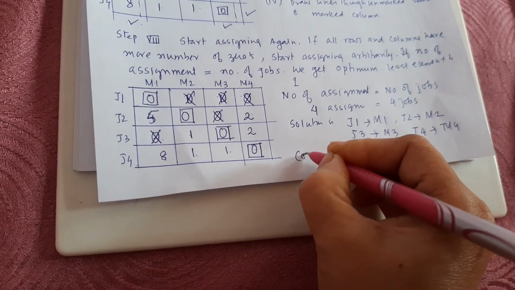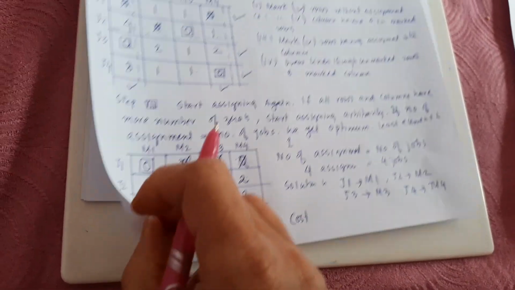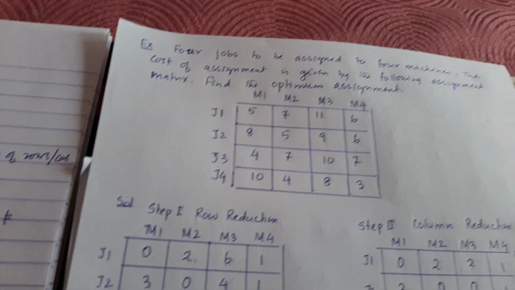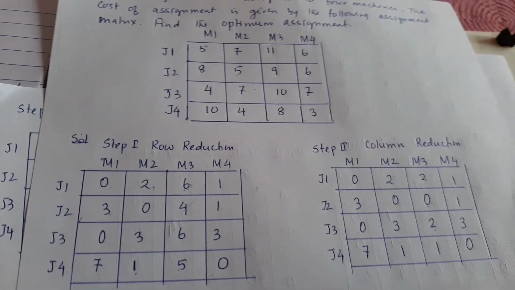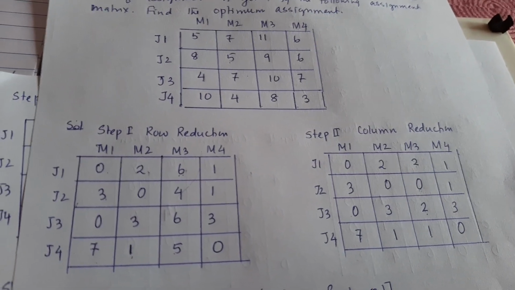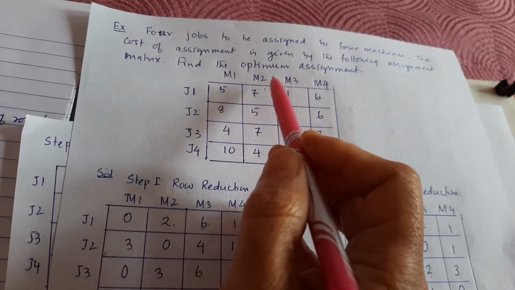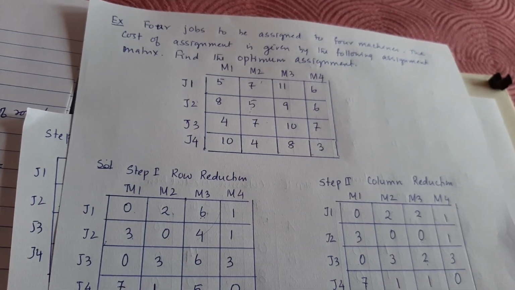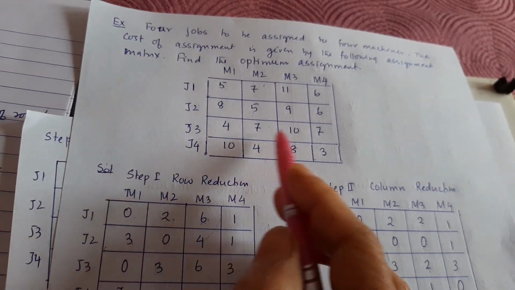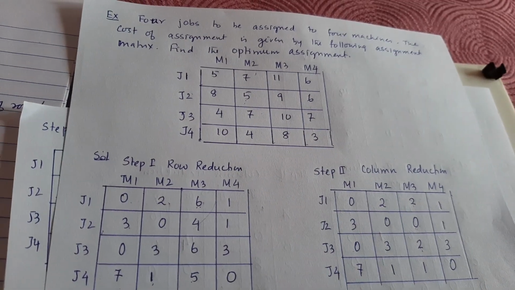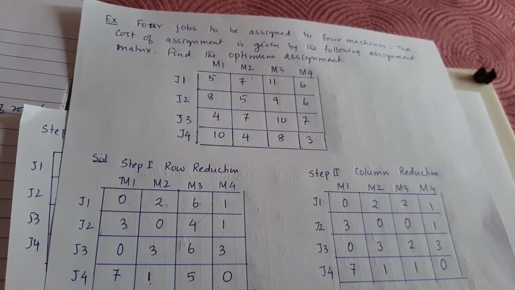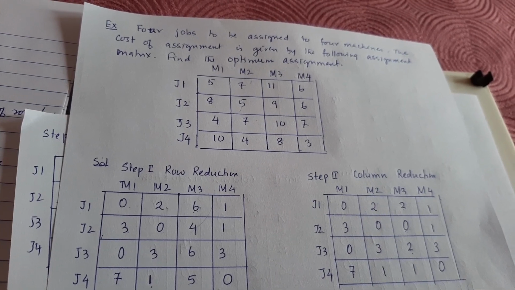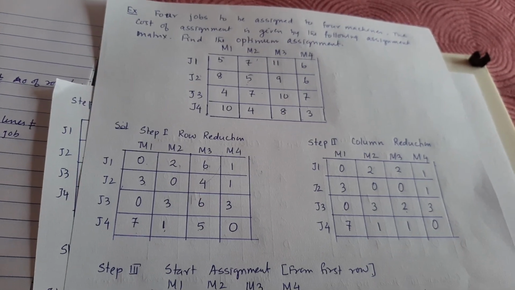Okay. And what is the cost? To look at the cost, you have to go to the original matrix. What is the original matrix? The original matrix is this one. Job 1 goes to M1, so the cost will be 5. Job 2 goes to M2, the cost is 5 again. Job 3 to machine 3 is 10. And job 4 to machine 4 is 3. So what is the value? 23. So this is the cost of assignment for this problem. So this is how you can do the problem.